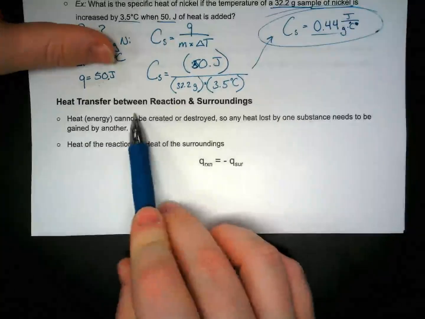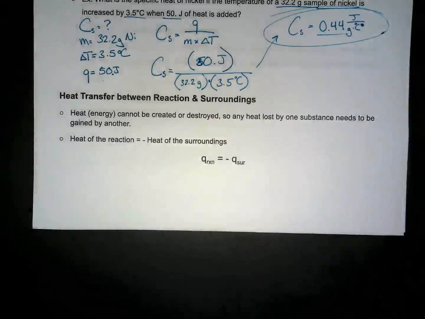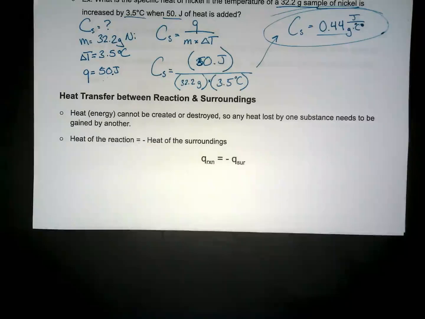Okay, anyway, so then heat transfer between reaction and the surroundings. So this is where we're going to be getting into basically calculating heat, because obviously heat, or I should say energy in the form of heat, can be expelled. It can be absorbed. It just depends upon what phase change we're going through. But heat energy cannot be created nor destroyed. So any heat lost by one substance needs to be gained by another.